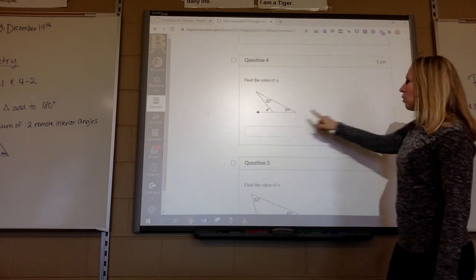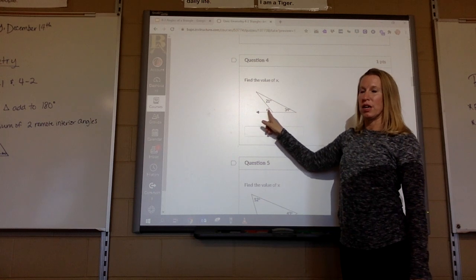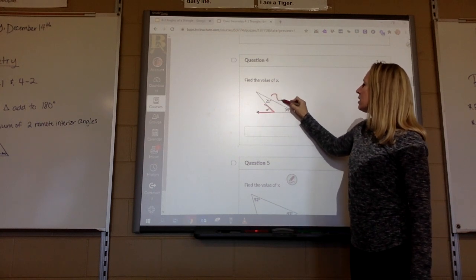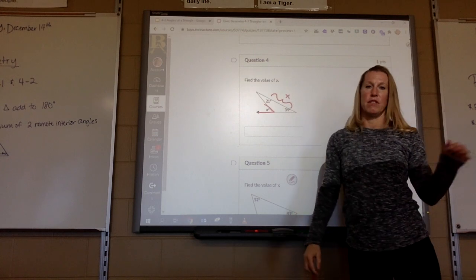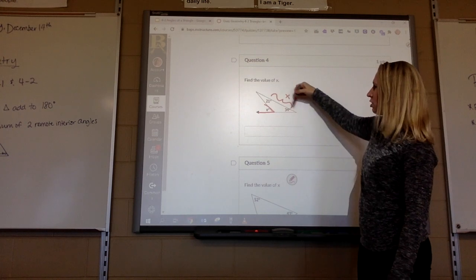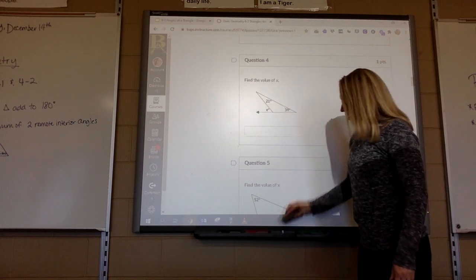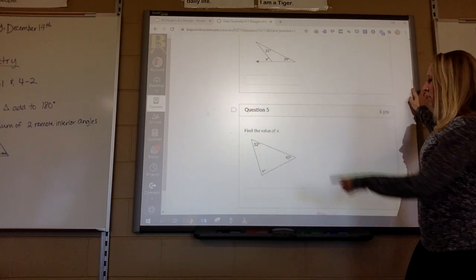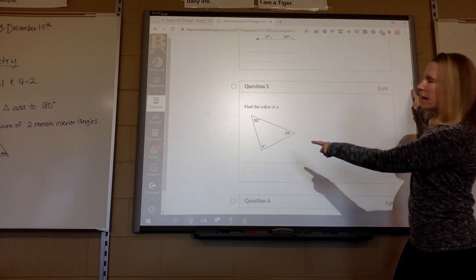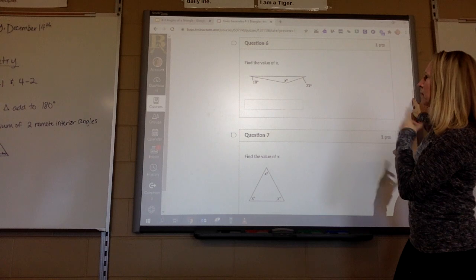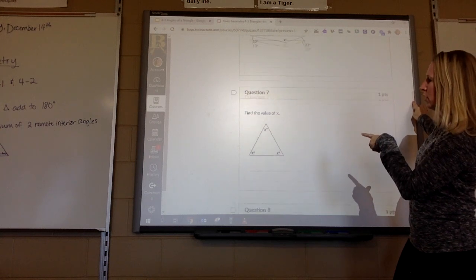Look at number 4. We've got that exterior angle. The exterior angle is always the sum of the two remote interior angles. So add 21 and 34 together. Again, all the angles in a triangle add up to 180. So 180 minus 52 and 43. 180 minus 10 and 23.